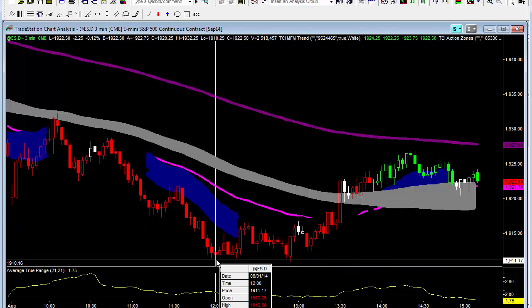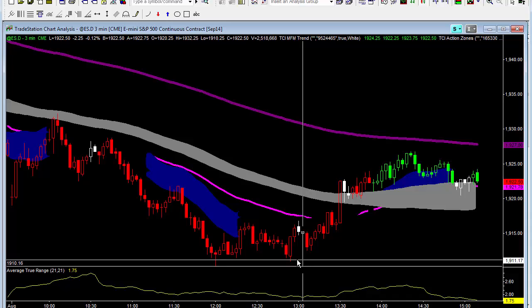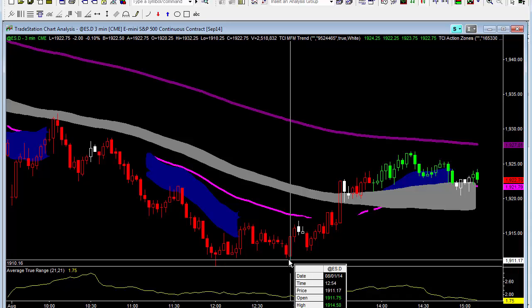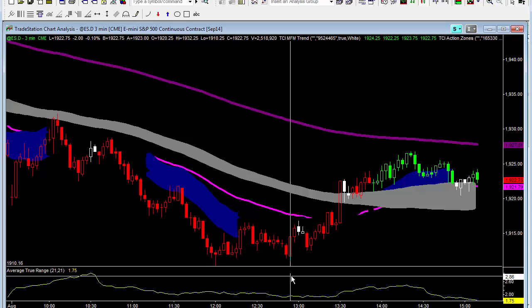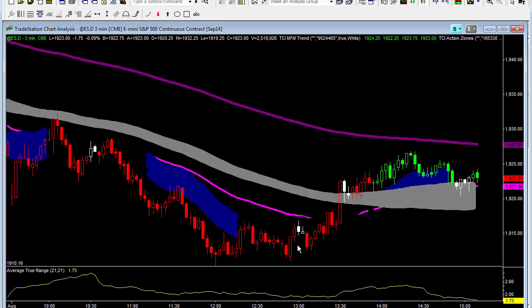Look at this. That low of the day was put in place at 12 o'clock. That low was 19.10 and a quarter. The market came down to 19.11, missed actually hitting that low by 75 cents, and then created one of my powerful price patterns, and that's a bullish outside vertical bar on the retest of the low of the day.